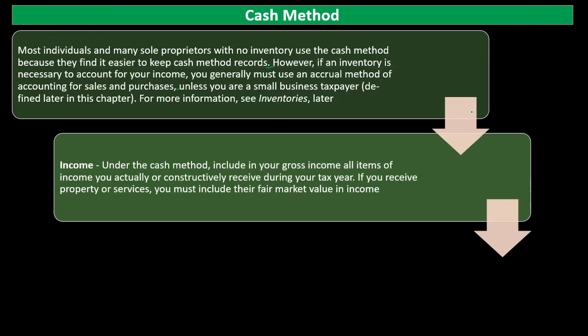So you can check out more information on that if you're concerned that you'd rather be a cash basis, but you have the inventory. Income. Under the cash method, include in your gross income all items of income you actually or constructively receive during the tax year. If you receive property or services, you must include their fair market value in income.